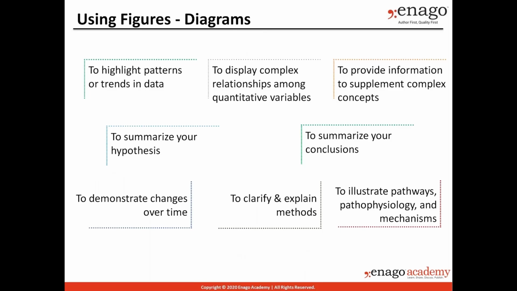Now, when preparing diagrams, these can be very useful to highlight patterns or trends in your data, to display complex relationships among quantitative variables, or to provide information to supplement complex concepts. It's also very useful to summarize your hypothesis, and it's actually quite appealing to have a summary diagram of your discovery, your hypothesis in your manuscript. It can be a summary of your conclusions as well, or to demonstrate changes over time, to clarify and explain methods, to illustrate pathways, pathophysiology, mechanisms, etc. One can get very creative when preparing different diagrams, and this can actually be very helpful to the readers.